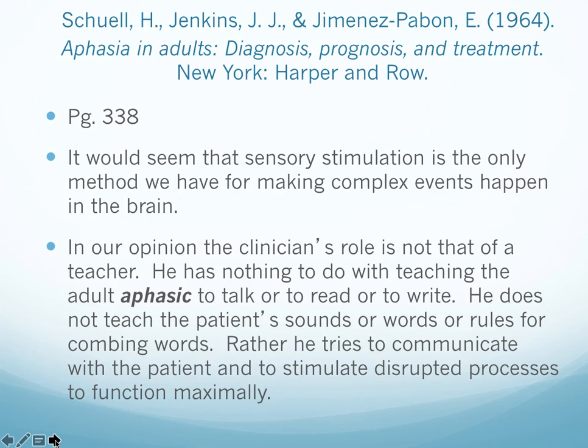She said that it would seem that sensory stimulation is the only method we have for making complex events happen in the brain. So what she's saying is, if you want to try to get a part of the brain working, you have to provide some kind of external stimuli to it. It's a pretty simple principle, right? But she wrote it down. She's saying you have to do something, you have to do a task, you have to do something with the person in order to get the brain to activate.